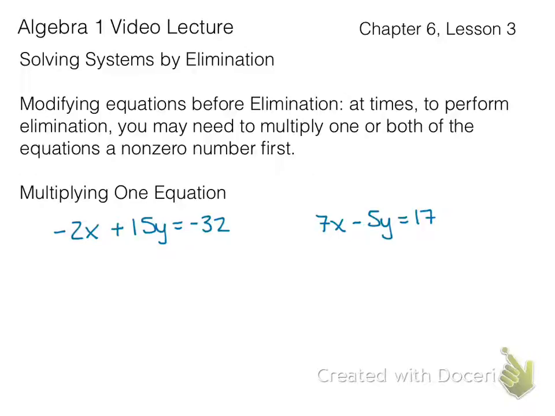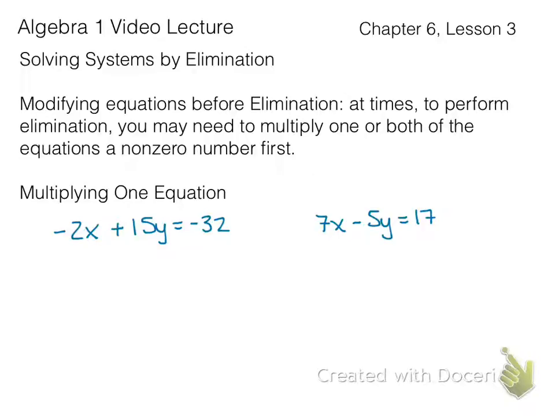So sometimes you want to use the elimination method, but the equations aren't originally set up so that you can easily either add or subtract. That's okay. You can modify one or both of the equations so that it will actually add or subtract easily and still eliminate. So here's an example where you only have to modify one equation.